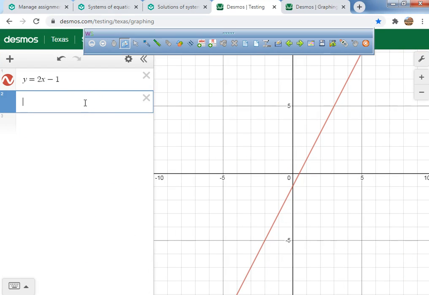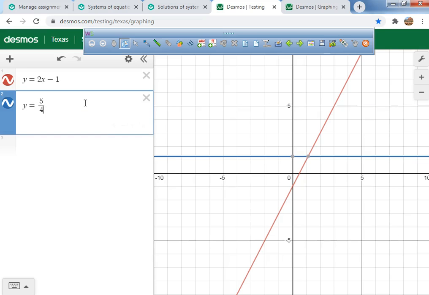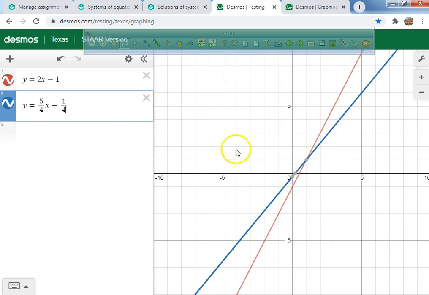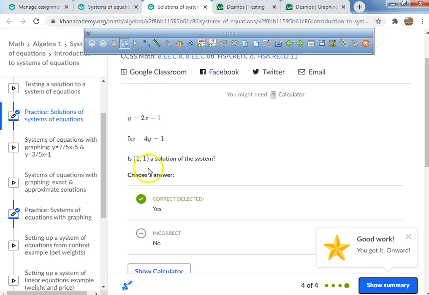So 5 fourths x minus 1 fourth. And I want you to see, now look, do you see how the solution is at a 1 and a 1? Now you don't have to do all this to find this answer. You just have to plug in your x and your y and see if they work.